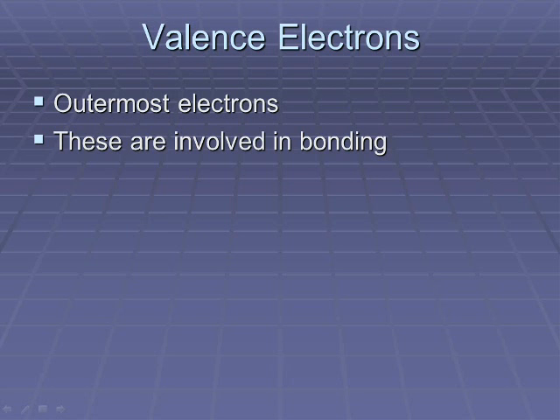Now I just want to talk a little bit about valence electrons. We're going to hear this a lot in chemistry. It's very important. I'm going to get much more into it later. The valence electrons are the very outermost electrons. And now these are involved in bonding. So if we have this atom here, we have maybe 2 electrons here, and then we have, let's say, 3 electrons here. These are the valence electrons. Those are the valence shell. Those are the ones that are involved in bonding.